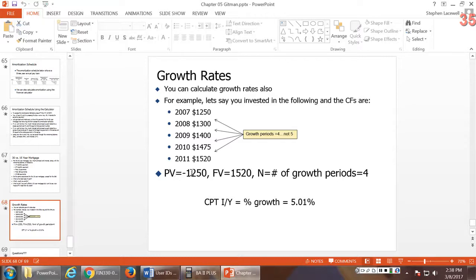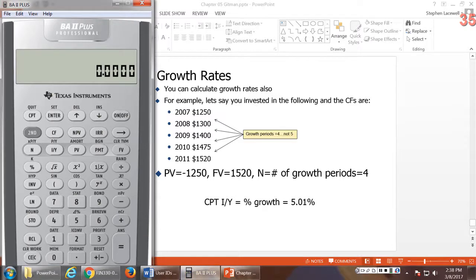Okay, so the present value, now notice we're entering a present value and a future value, so the present value has to be entered as a negative number. So I'll bring this up and show you. Now I'm going to change back to one payment per year. Okay, so one, enter. And now I'm going to go through the clear process. So I put in the $1,250, and I'm going to make it negative here with the plus minus key at the bottom of your calculator, and then press the present value key. I'm going to put in 1,520 and press the future value key.